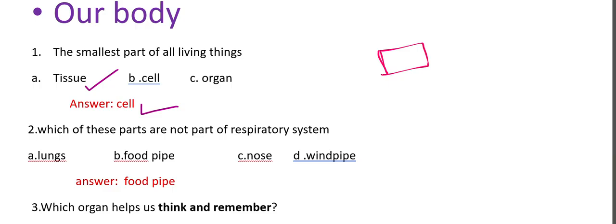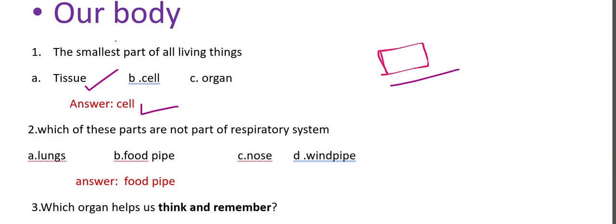The same thing is happening inside your body. Just consider our cells as bricks. The cells join together and form tissues. Tissues join together and form organs. You have learned different organs like the heart and kidney. If one or two organs join together and do one work, we call it an organ system, like a house. So our first answer is the cell, the smallest building block of all living things.